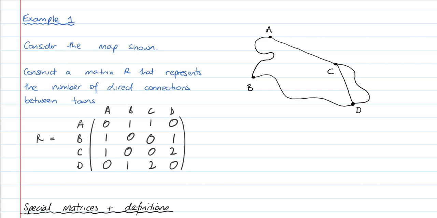So this is one way we can store information. This matrix now, which we've labelled but we might not have the labels on there, it represents how a set of towns are connected by direct routes.